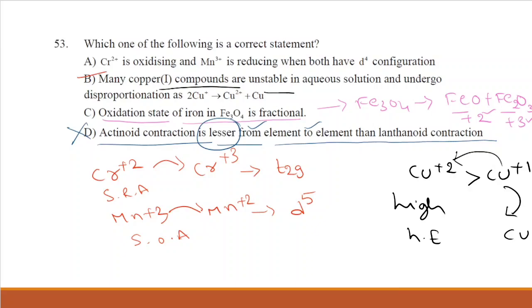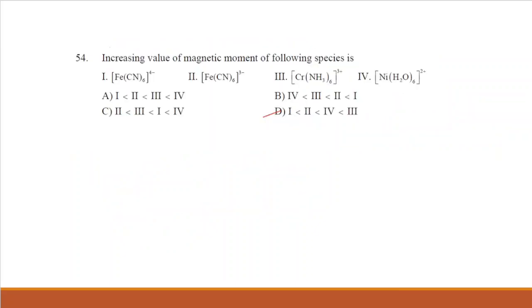Okay, now let's move to the fourth question. Increasing values of magnetic moment of the following species. Here they have given different coordination spheres. In order to check the magnetic moment, we need to look for the unpaired electrons that are present in the metal ions of these coordination spheres. The first one contains Fe plus 2, the second ion is Fe plus 3, the third one is Cr plus 3, and the fourth one is Ni plus 2.